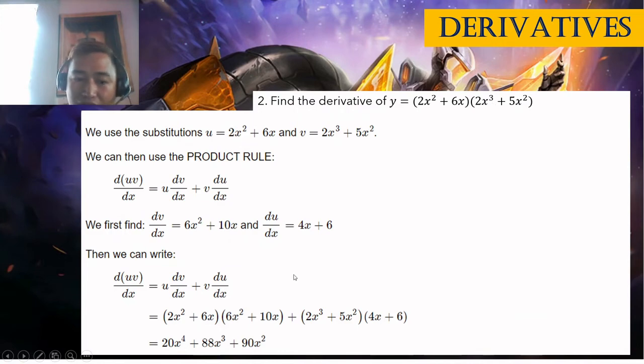So 6x squared na siya. Plus 2 times 5 is 10. So, kung 1 squared, 1 na lang. So, 10x na lang. So, plus 10x. Plus, copy class, 2x cubed plus 5x squared.